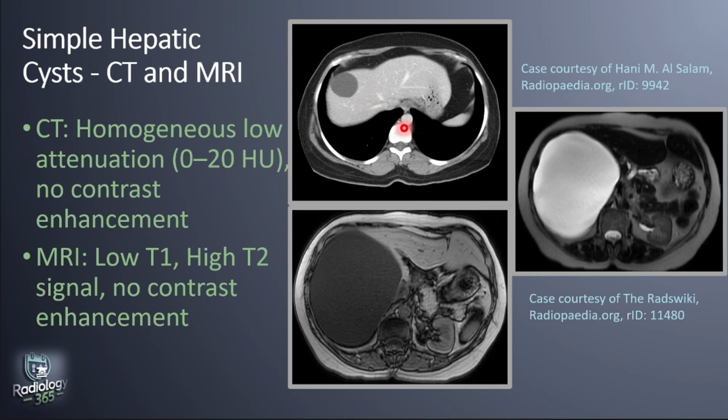This first one is a CT, and it shows a hypoattenuating, non-enhancing circumscribed lesion with fluid attenuation. And these MRIs show a well-circumscribed, very large lesion with fluid signal on all the sequences. There's T2 showing high signal intensity, and an out-of-phase image showing hypo-intensity. These are simple liver cysts.